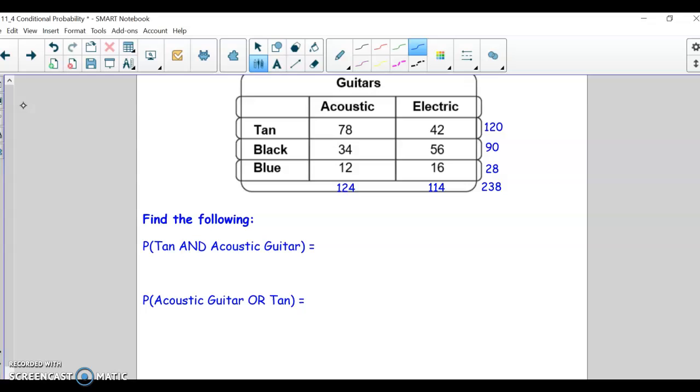Okay, let's try some and or ones, because I think the test has all the different types looking at a two-way table. And so again, I would just encourage you to do what makes sense here. Pause the video, give it a shot.